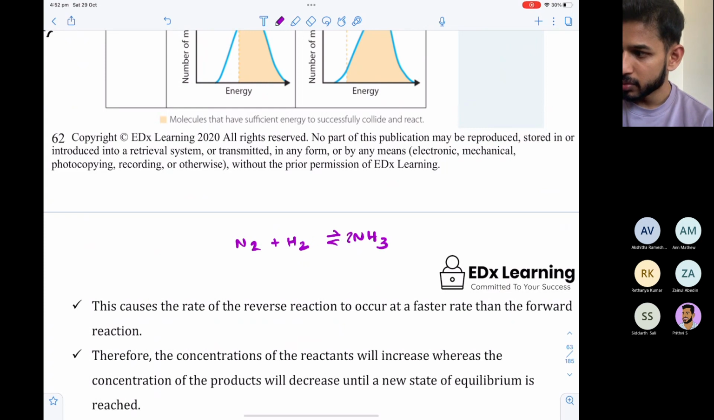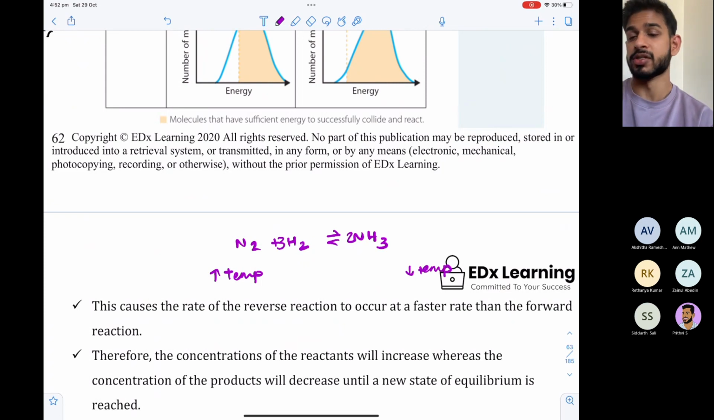That's 2, 3, all gaseous, right? What will happen when I increase temperature? What will happen when I decrease temperature? It's a much harder question than the two we've done before this. So just think about that.